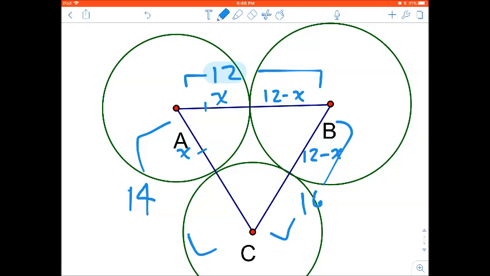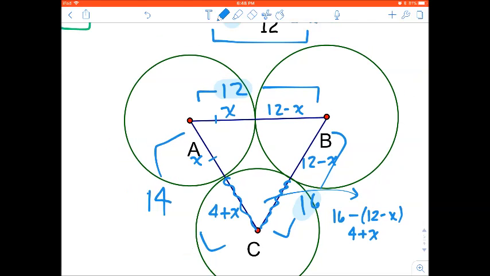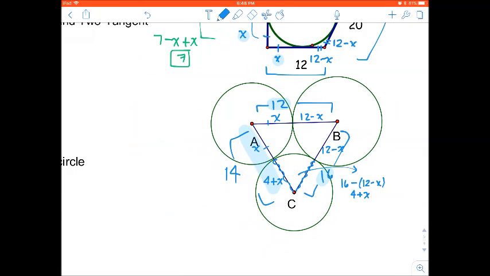And then if I know that this whole part for BC is 16, then 16 minus whatever 12 minus x is going to get me that missing measure, which is going to be 4 plus x. And if that's the radius of circle B, 4 plus x, then this part here is also going to be 4 plus x. And so similar to the previous example, I'm going to take these 2 parts that add up to the whole, and we know that the whole of AC is 14.